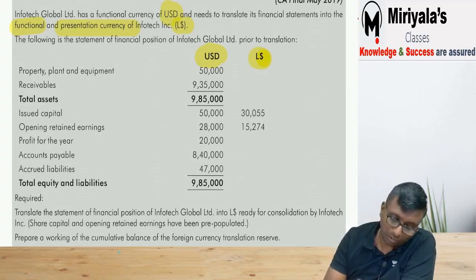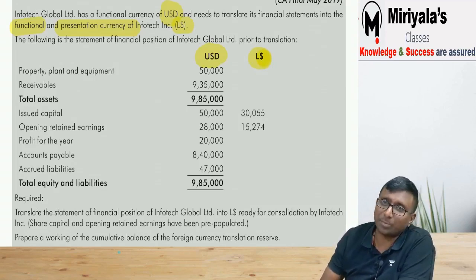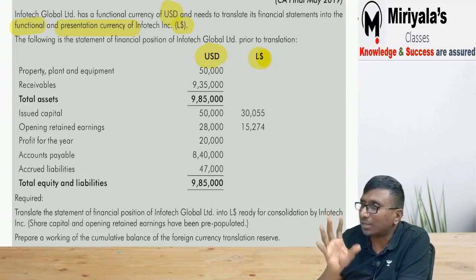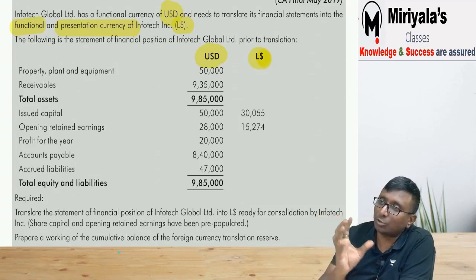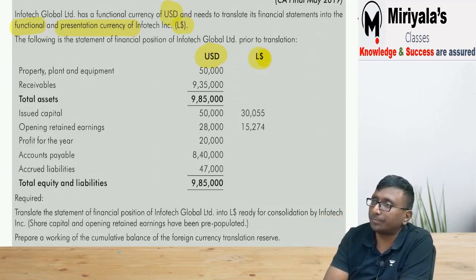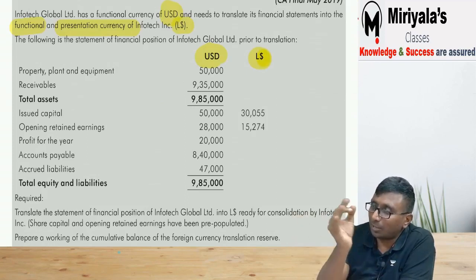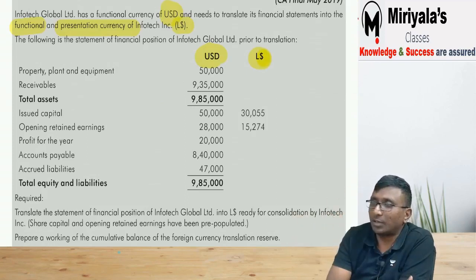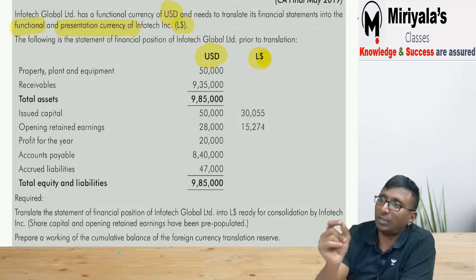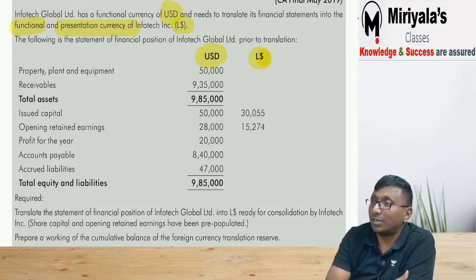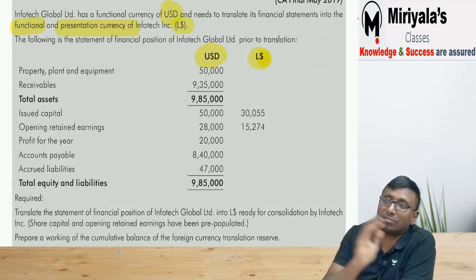Now the question problem is simple. For a non-integral foreign operation, how do you translate it? Any difference that comes should be transferred to FCTR, as I told you. All assets and liabilities, monetary or non-monetary, does not matter, use the closing rate. What about P&L items? Rate on the date of transaction, or the average rate.